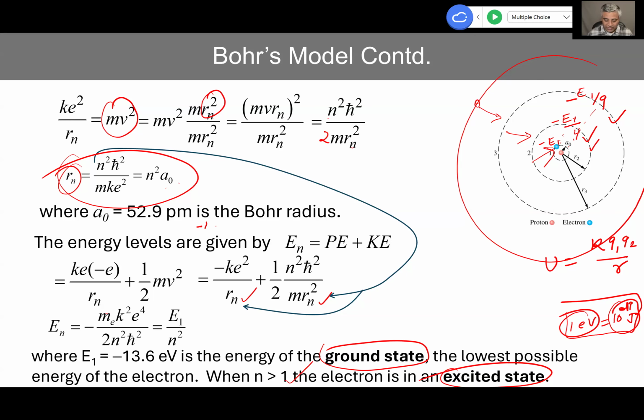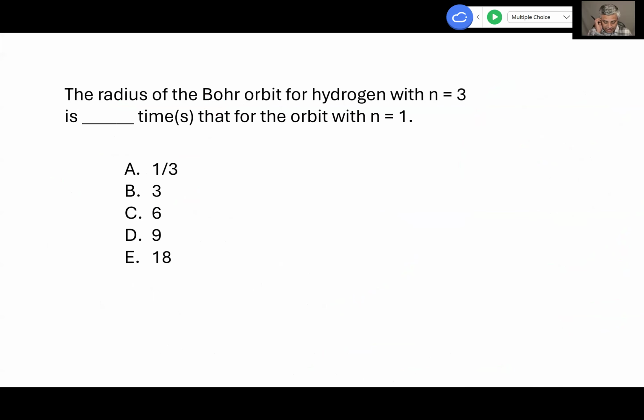Okay. So now with that, I have a question for you. So Bohr radius means that A0 we talked about. Okay. So A0 was the very first one. Of course, there are others as well.